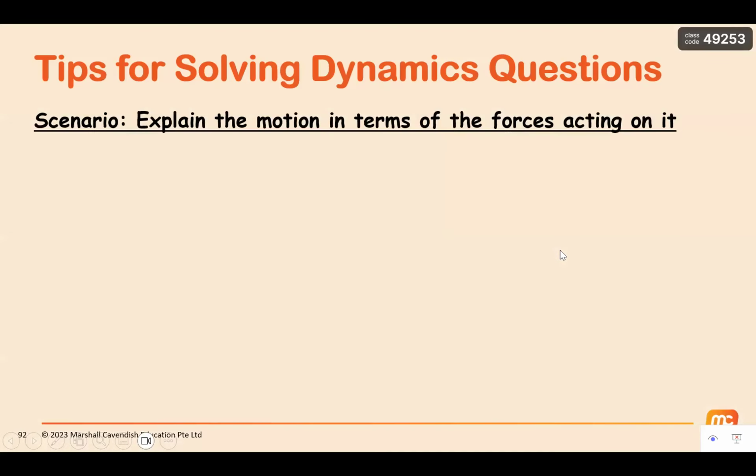Okay, let's move on into the third type of scenario. The third type of scenario is in words.